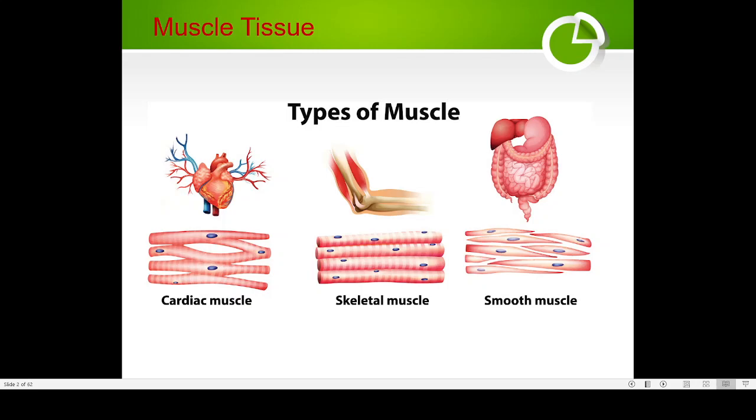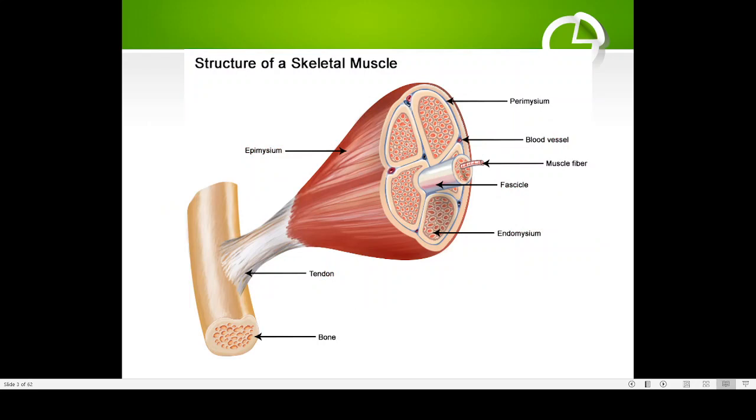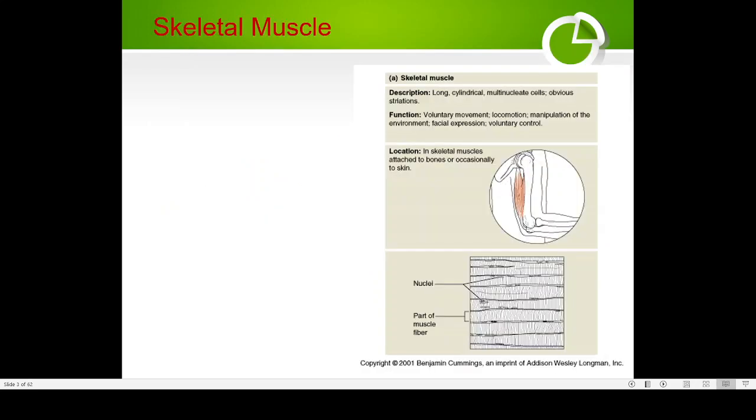Basically, cardiac muscle is the muscle present in the heart. Skeletal muscle is the muscle that constitutes most of our body muscles. Smooth muscles are mainly present in the intestine and stomach. So from the picture itself you will have an idea. Now we have to see the basic features of these different types of muscle. To begin with, this is the structure of muscle, about which we will come back later.